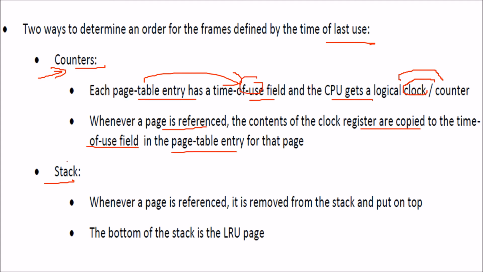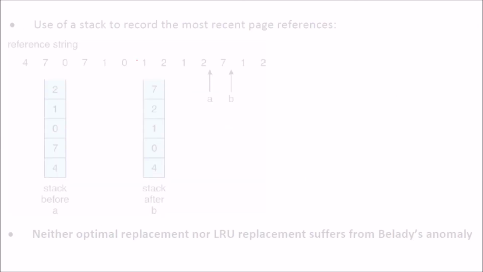If you want to see the stack version, whenever a page is referenced, it is removed from the stack and put on the top. Removed and put on the top. So the bottom one will be the page which is the victim, which has to be removed. So this is how it is done.